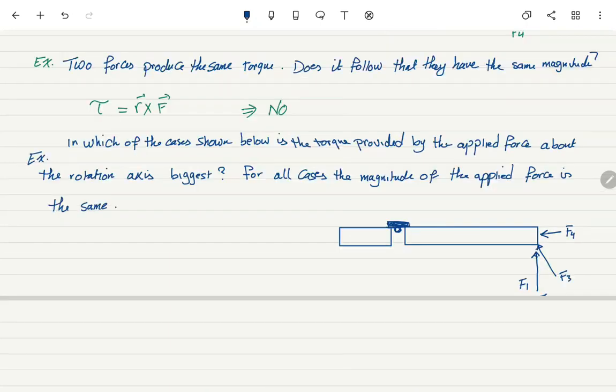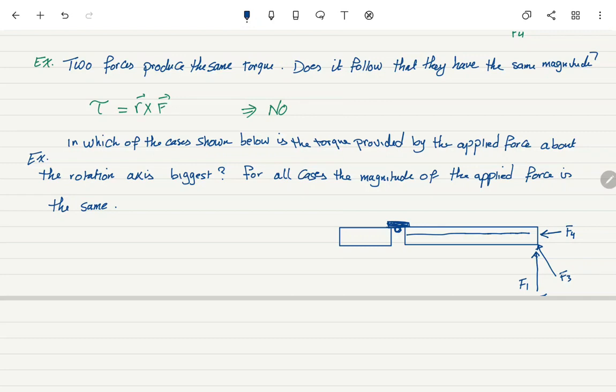Example: in which of the cases shown below is the torque provided by the applied force about the rotation axis the biggest? For all cases, the magnitude of the applied force is the same. As we mentioned before, this force is parallel to the distance from the pivot. In this case, the angle between the distance and the force is 180 degrees, and no torque whatsoever can we get from F4.